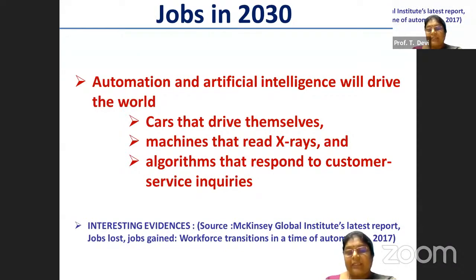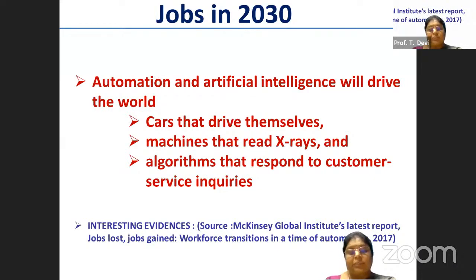Whereas if there is an algorithm which can Google and get the ranking of various colleges and universities, and based on the infrastructure and the faculty and other things, if it can rate them, it will add big value. So in future, we will have algorithms that will respond to customer service inquiries. Please note down this interesting evidence.